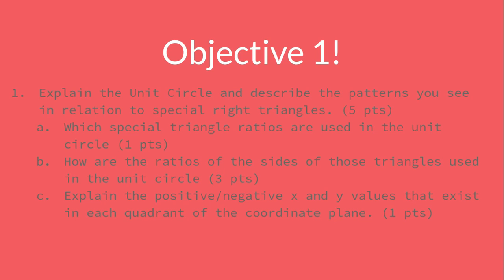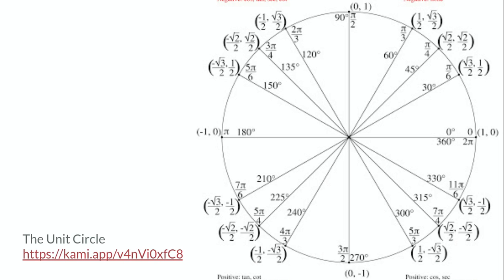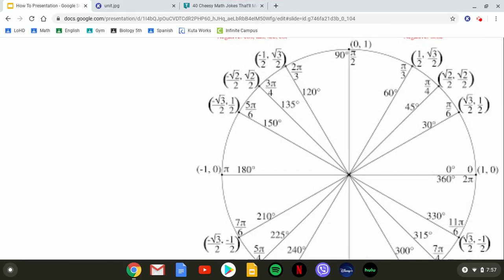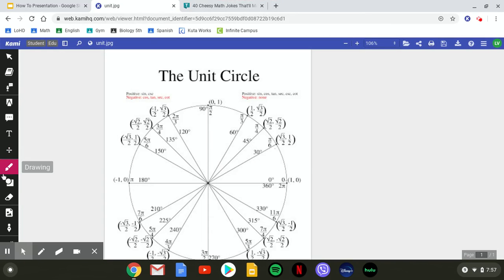Alright, objective number 1. Here's the unit circle, and to explain this better, we're going to hop right over here to Cami. First things first, each of these lines is at a different angle and a different radian. The radian is the angle times pi over 180, so let's go 30 times pi over 180. That makes the radian measure, and that is all the way around the circle for 360 degrees.